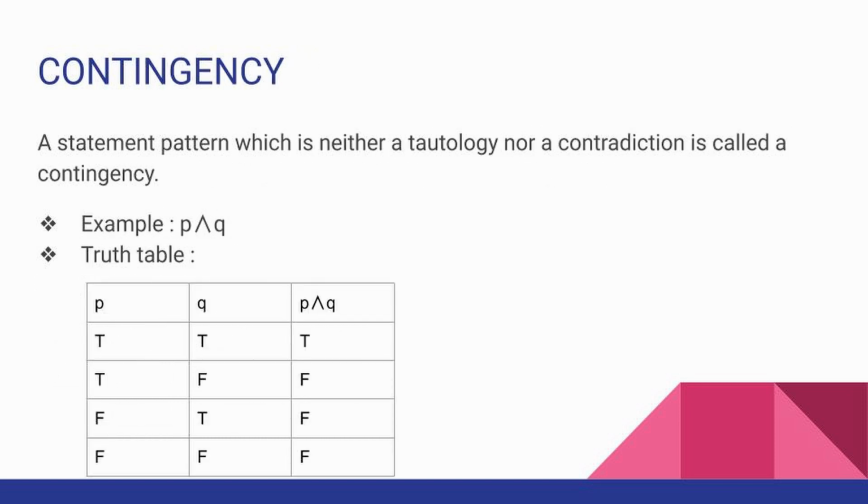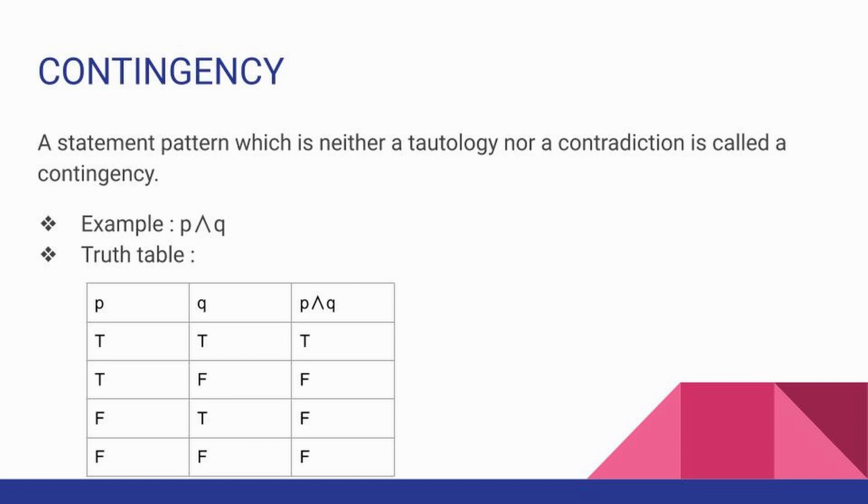Now coming to contingency, a statement pattern which is neither a tautology nor a contradiction is called a contingency. Contingency means it is neither tautology nor contradiction. That means the third column is neither true totally nor false completely. It is a combination of both true and false values. Here we don't have any letter to represent contingency because it also starts with C. The example is P and Q.